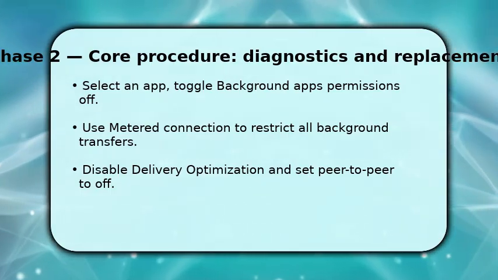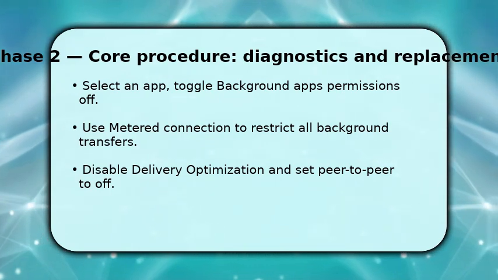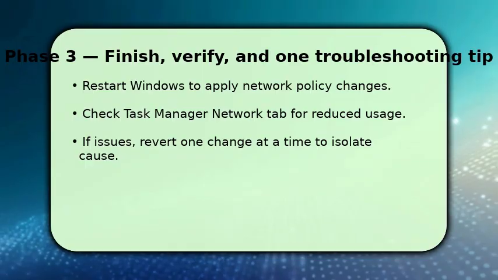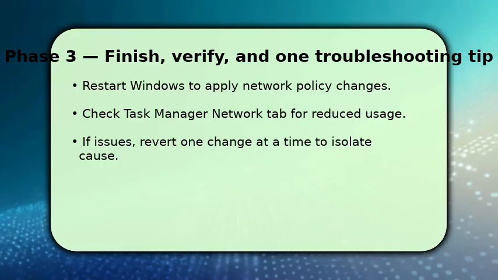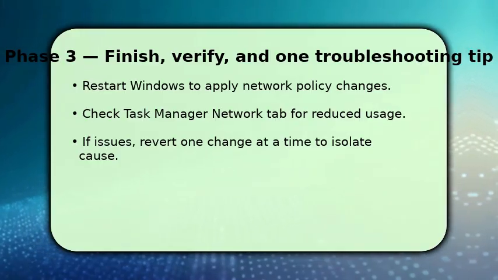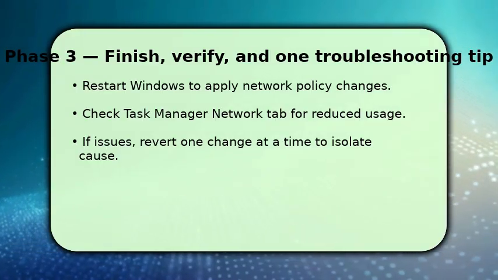Finish by restarting Windows so changes fully apply across services and scheduled tasks. After reboot, open Task Manager and check the network column to confirm reduced background traffic. You should see lower percentages and fewer active connections.